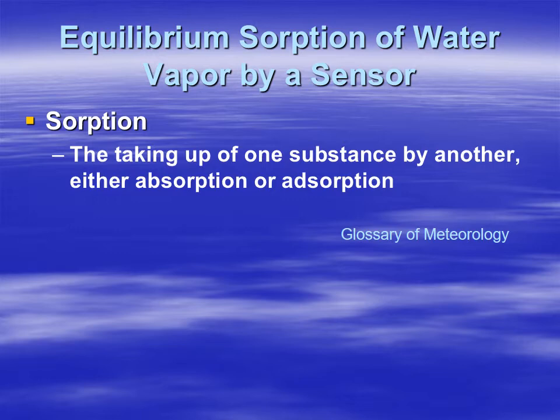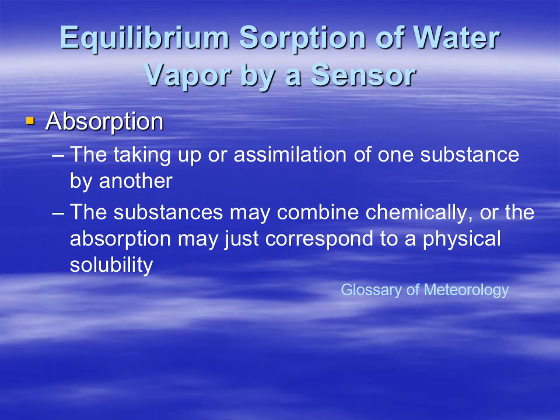There are two different types of sorption, either adsorption or absorption. You probably never heard of that or never realized that. So let's go through the differences. Absorption is when one object takes up another one, and it may combine chemically or may result in a physical change of solubility.